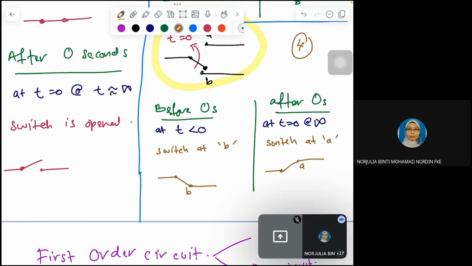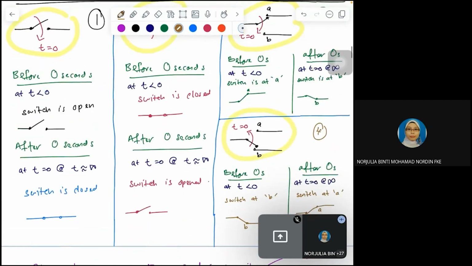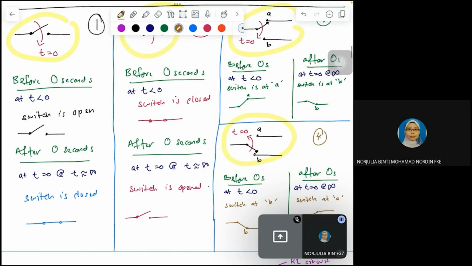All right. So based on this switch configuration, do you have any questions?